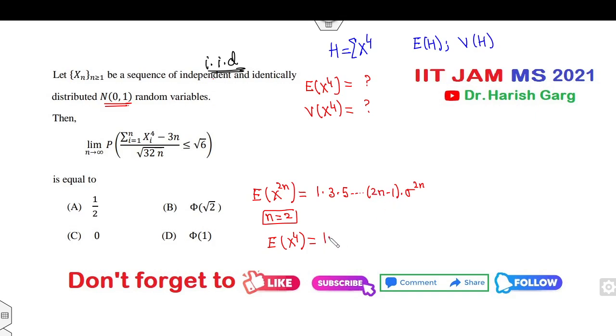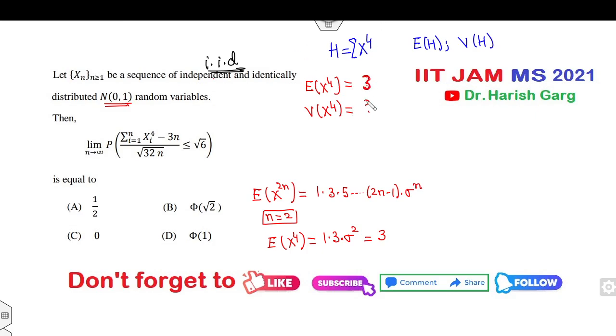2n minus 1 gives 4 minus 1, 3. So 3 times, sorry, sigma square. So it is 3 times sigma square. Sigma square is 1, so that number is 3. It is sigma raised to power n. Fine. So E of this part is 3.